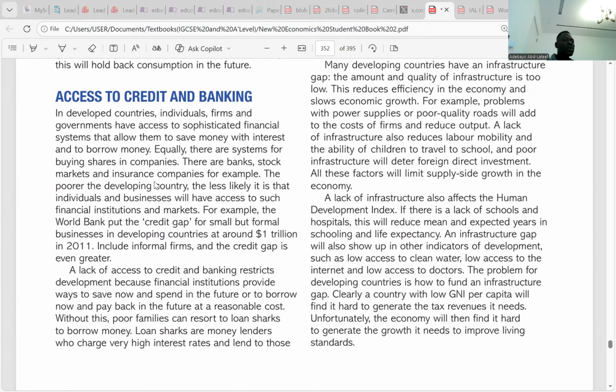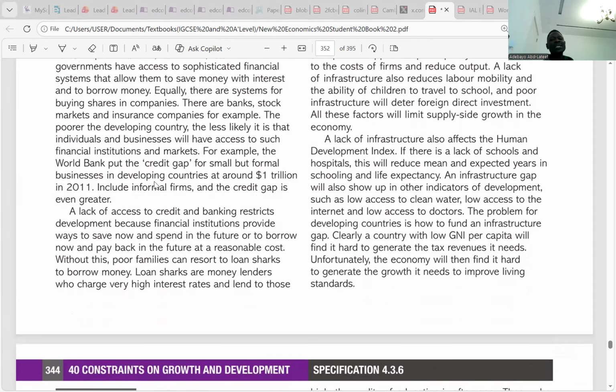The poorer the developing country, the less likely it is that individuals and businesses will have access to such financial institutions and markets. For example, the World Bank put the credit gap for small but formal businesses in developing countries at around $1 trillion in 2011. Include informal firms, and the credit gap is even greater. A lack of access to credit and banking restricts development because financial institutions provide ways to save now and spend in the future or to borrow now and pay back in the future at a reasonable cost.